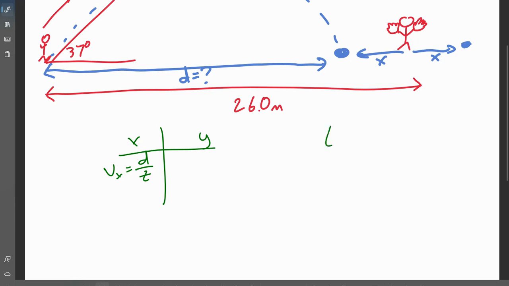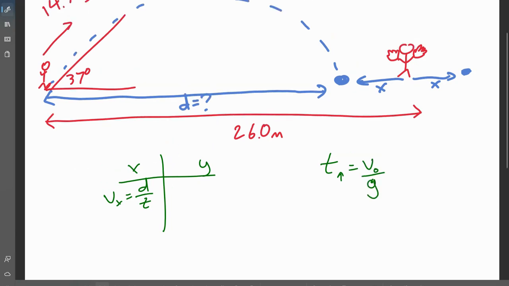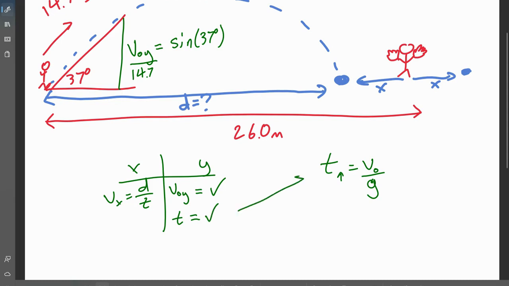Well, we can get time. Time up is v naught y over g, and we have our overall initial velocity and our angle, so that means we can find the rest of this triangle. So sine of 37 degrees is v naught y, because it's opposite, divided by the hypotenuse, so over 14.7. You can solve for v naught y there. Once we have v naught y, then we can find t using this equation. Okay, so now we have our time.